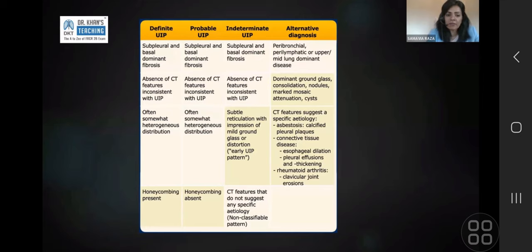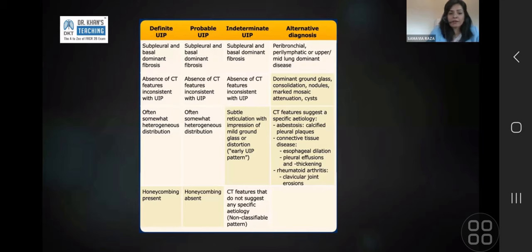If there is any feature on the CT, in addition to this, that is inconsistent with UIP, that means too much air trapping, too many consolidations, pneumothorax, too many cystic changes, significant emphysema, any of those features in addition to the features we want to see in UIP would prevent that scan from being put in these two boxes. The distribution can be a bit abnormal, heterogeneous, or asymmetrical. Very rarely it can be unilateral, and I mean once in 5 years, rarely. The main difference between definite and probable UIP is the presence or absence of honeycombing.